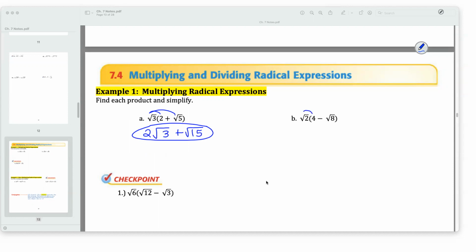For letter B, this would be 4 times the square root of 2, and then minus square root of 16. And again, every time you do this multiplication, you should think to yourself, can I simplify any part? The square root of 16 can be simplified since that's just 4. So we have here 4 square root of 2 minus 4. Go ahead and try the checkpoint.